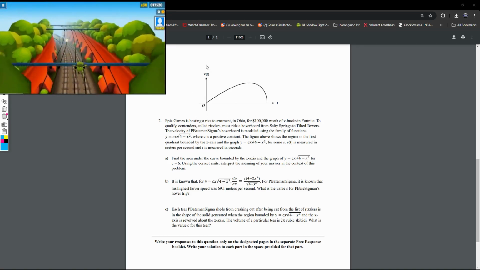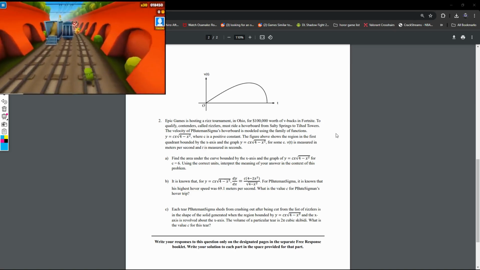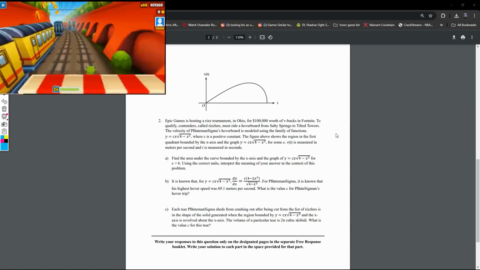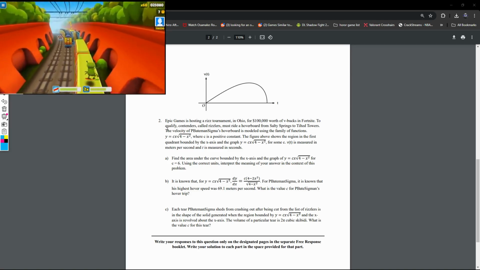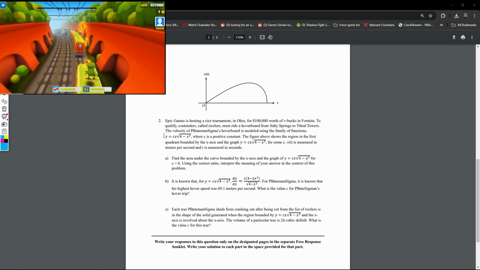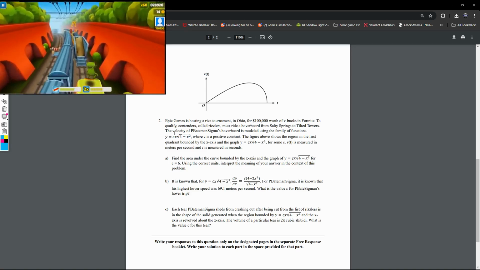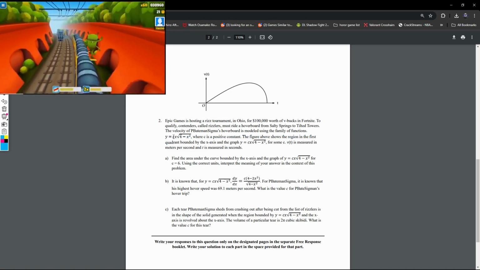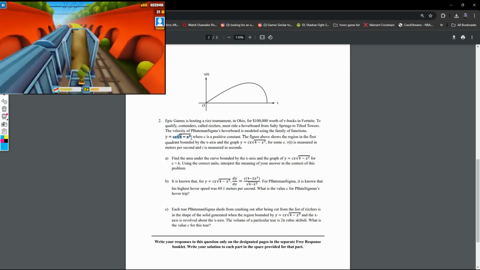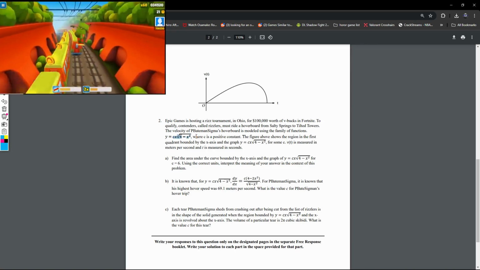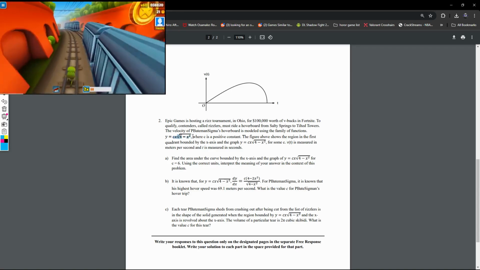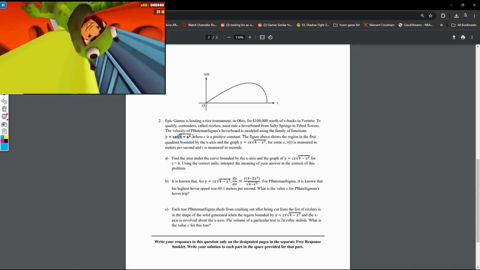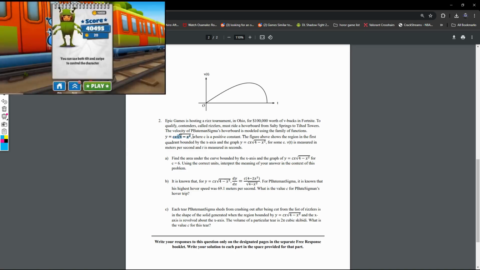The figure above shows the region in the first quadrant bounded by the x-axis and the graph for y = c x √(4 − x²). v of t is measured in meters per second and t is measured in seconds. At first this looks like a really crazy question because the y equals looks insane and there's an unknown constant. But think of it like a random constant. You don't know it, but when you use this equation more, you'll understand how nice and easy these are.